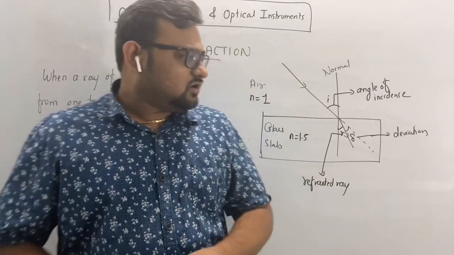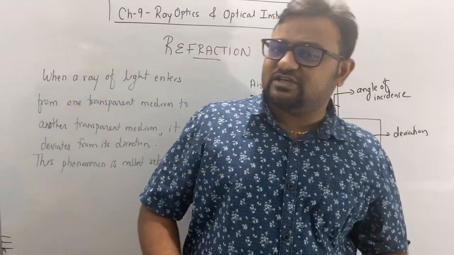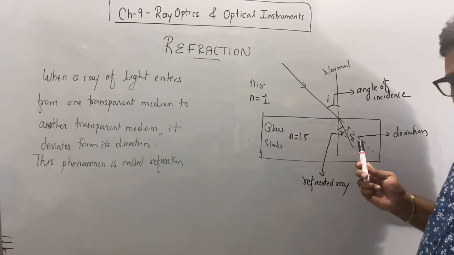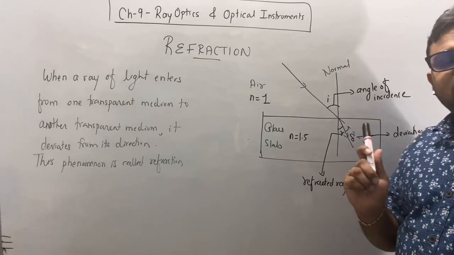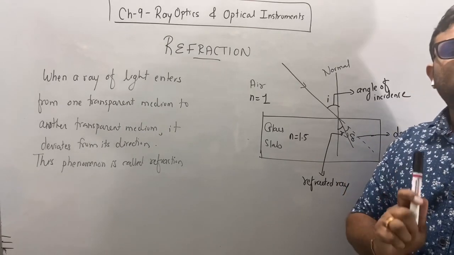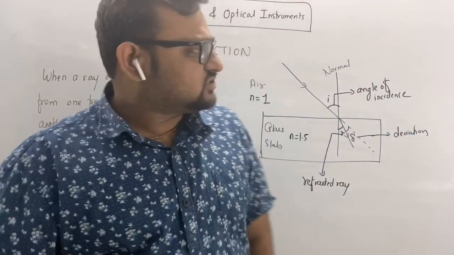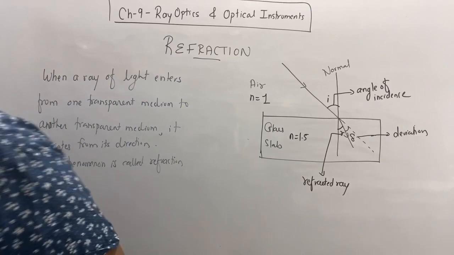So I'm repeating again, what is refraction? When a ray of light enters from one transparent medium to another, it deviates from its original direction. This phenomenon is called refraction. So just go through this topic.